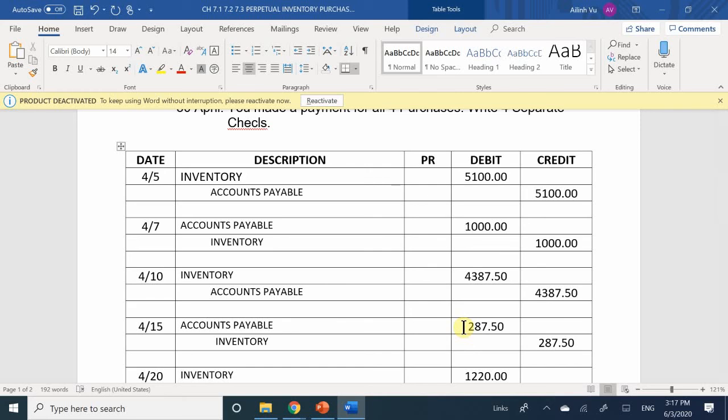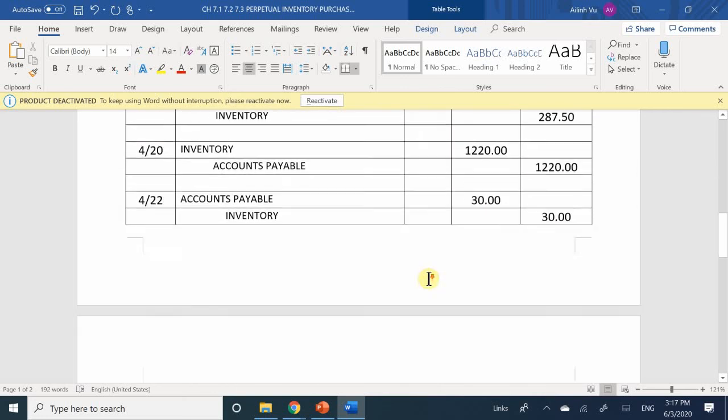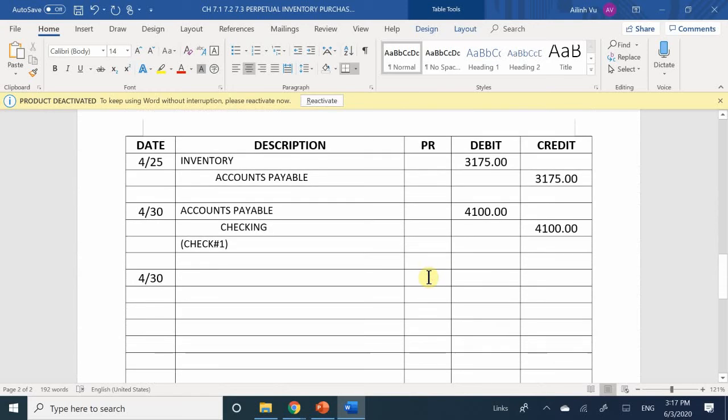4,100. Yes. Let me see. 287 minus 387 is 100, plus 4,000. Did everybody get 4,100? Yes, I did. Wow, how cool. We end up paying the first 2 bills the same price. Pretty cool.